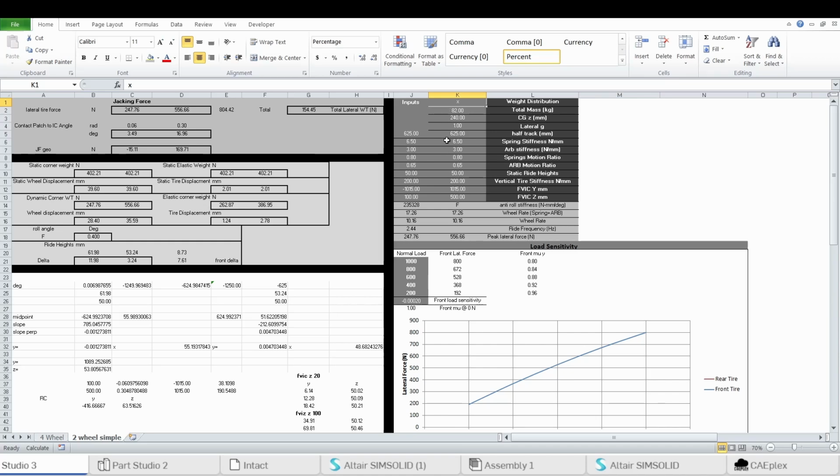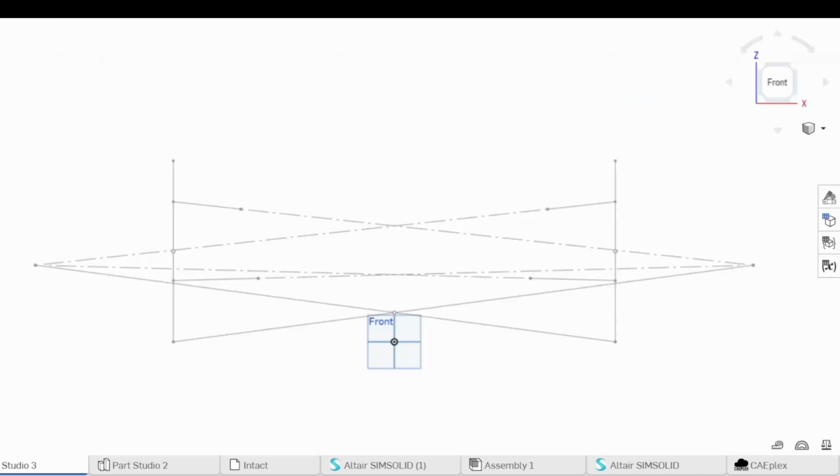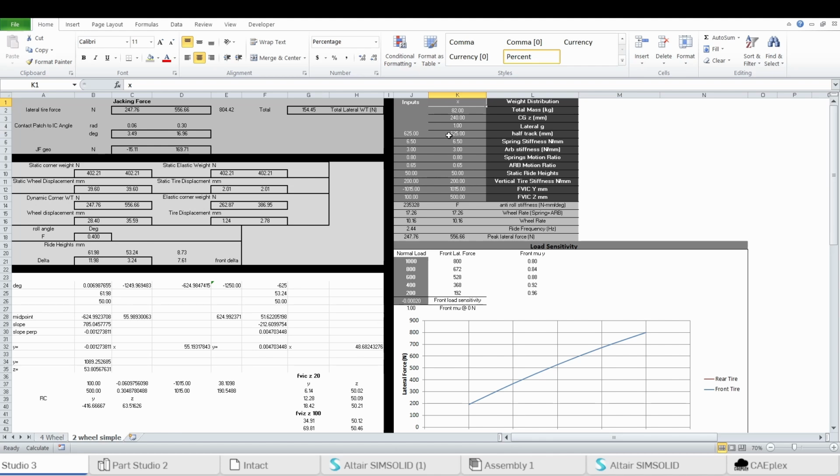There's no weight distribution because I'm just using one axle. So we have the total mass, CG, lateral G of what you want to calculate for lateral G force, the half track of left and right, spring stiffness, ARB, motion ratio for the springs and ARB, static ride height, and the tire stiffness, which for this purpose I'm just leaving out, but you can always add that in later.